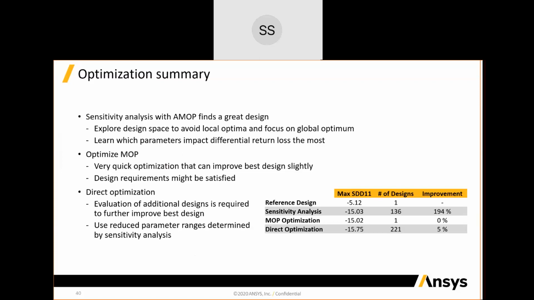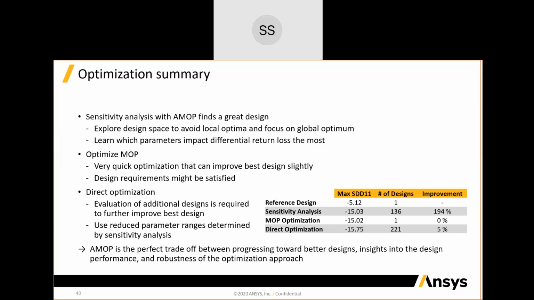And then using a more rigorous approach with a much smaller design space, we can find a better design. Here we find an improvement of about 5%, but it did take a cost in time, right? Here we had to evaluate an additional 221 designs. But all in all, this optimization approach using the AMOP is really the perfect trade-off between finding the best design possible while still gaining the most insight into the design performance and still having the most robust optimization approach, meaning we're narrowing down on the global optimum, not a local one.